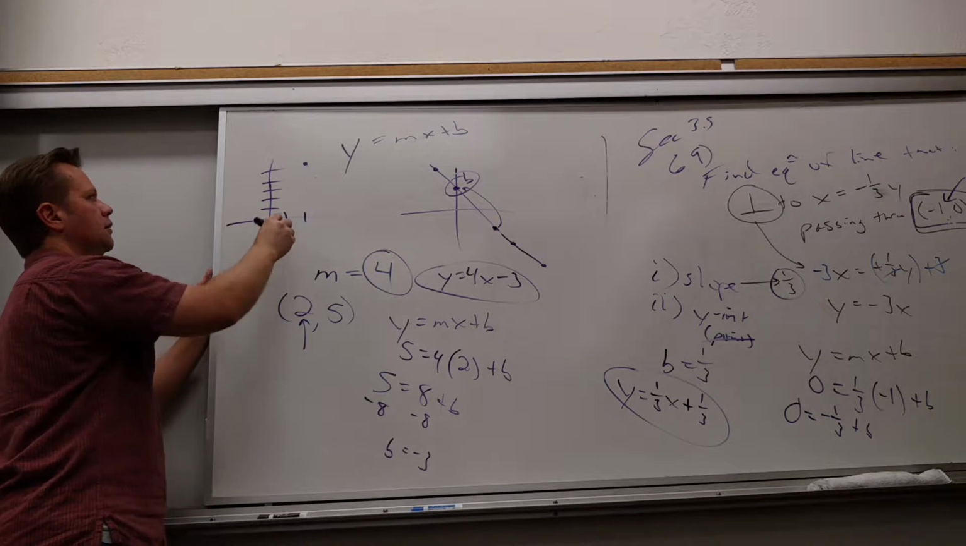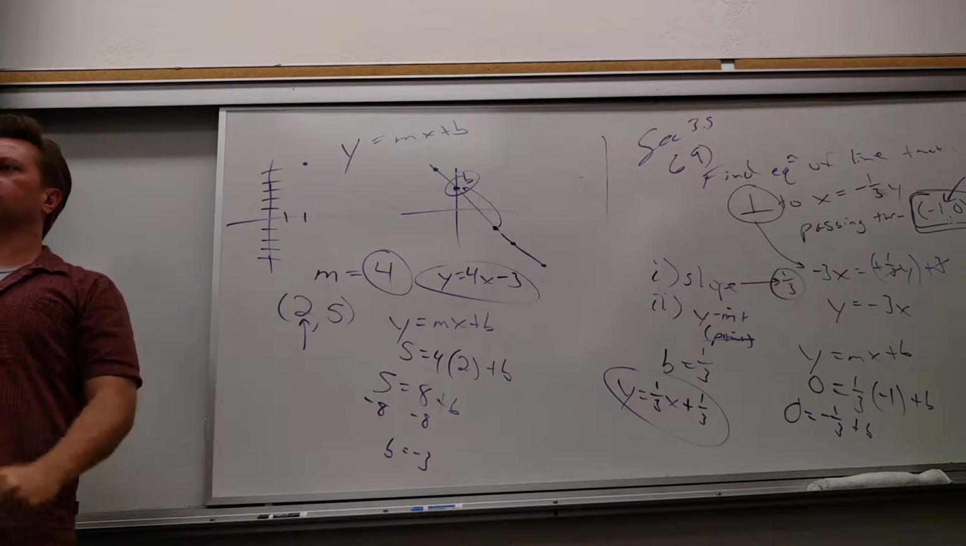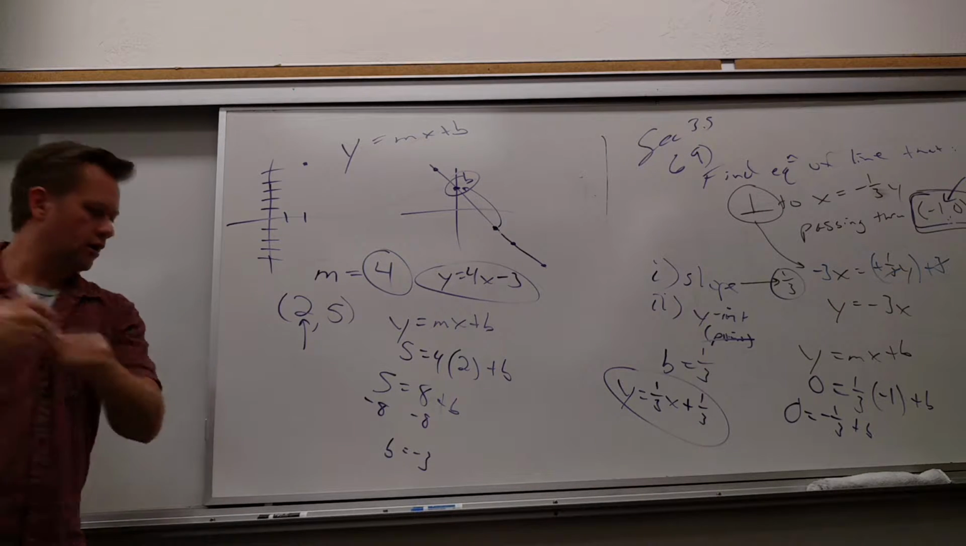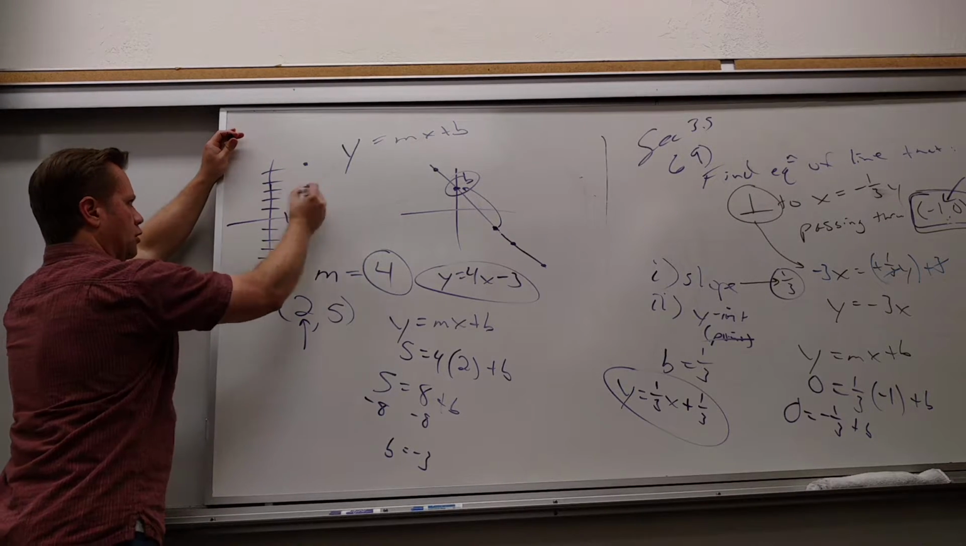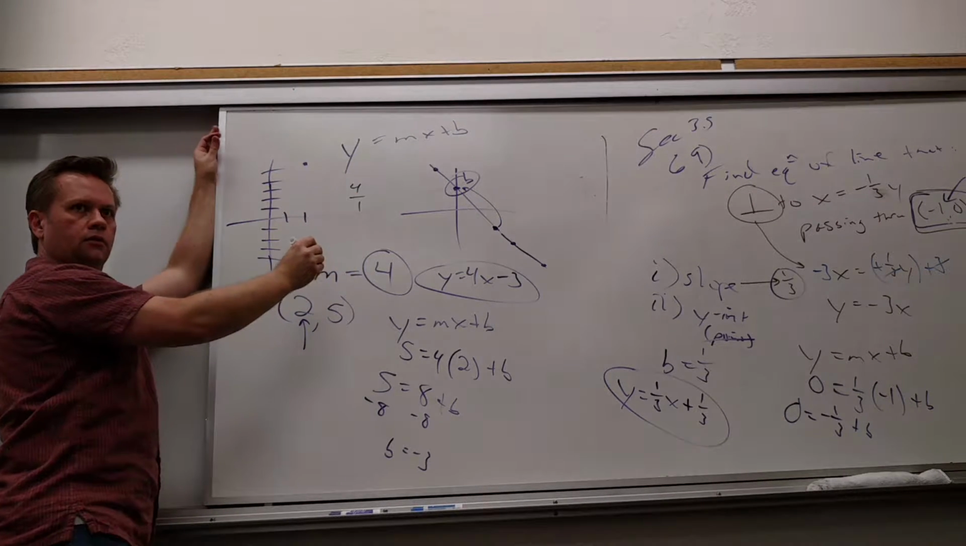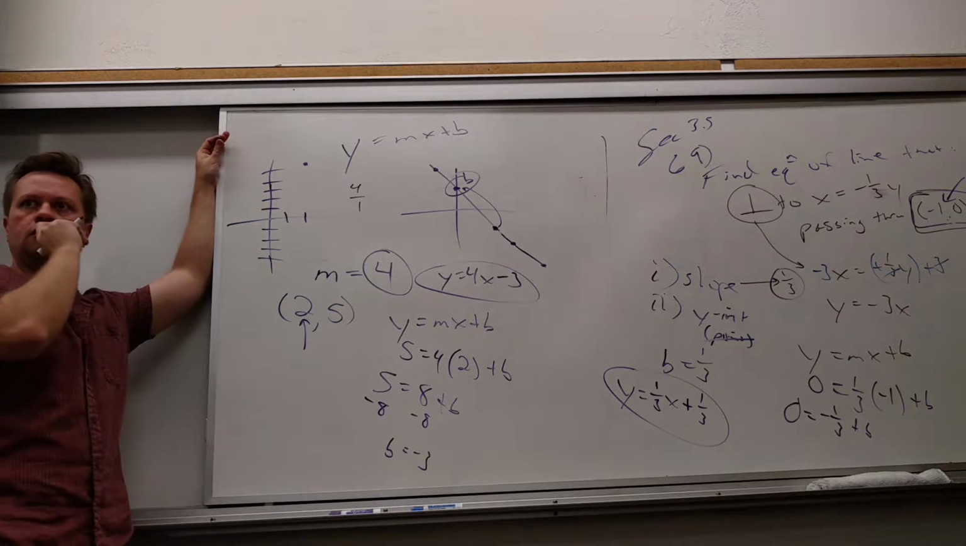This is kind of neat. I recommend you do this. In fact, don't do this. But this is neat to see graphically. If the slope is 4, how can it go back and over? If the slope is 4, that would mean up and over, right?